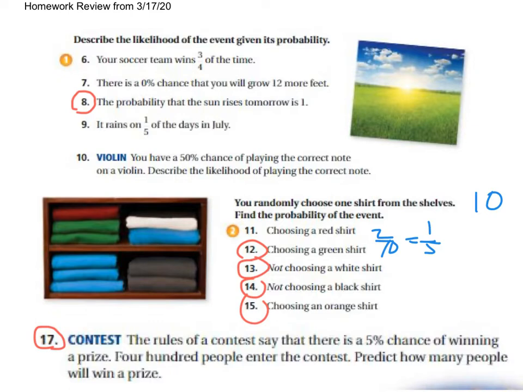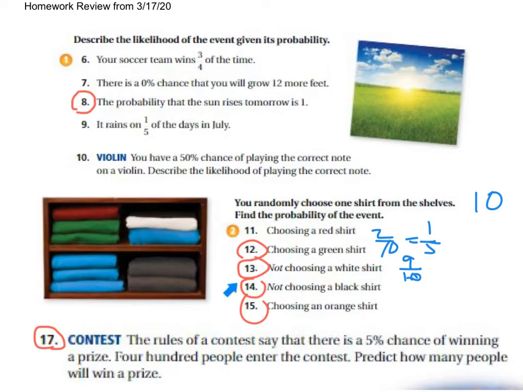All right, for number 13, it says, what's the probability of not choosing a white shirt? Well, if you're not choosing a white shirt, you're choosing all these other colors. And those other colors, if we count them, there are 9 of them. So the probability of not choosing a white shirt would be 9 out of 10. And we can't simplify that, so it's just going to stay 9/10.